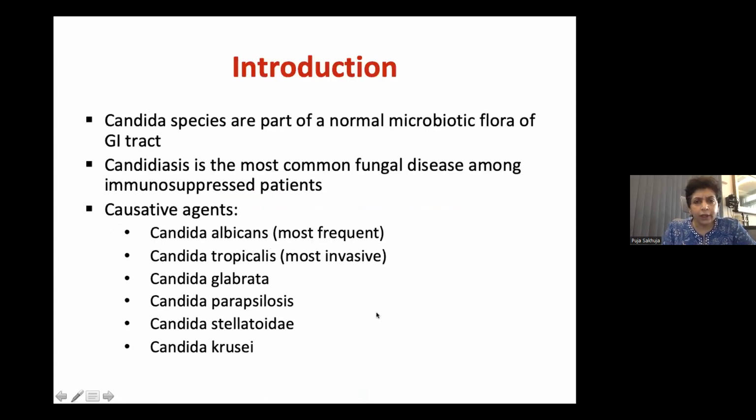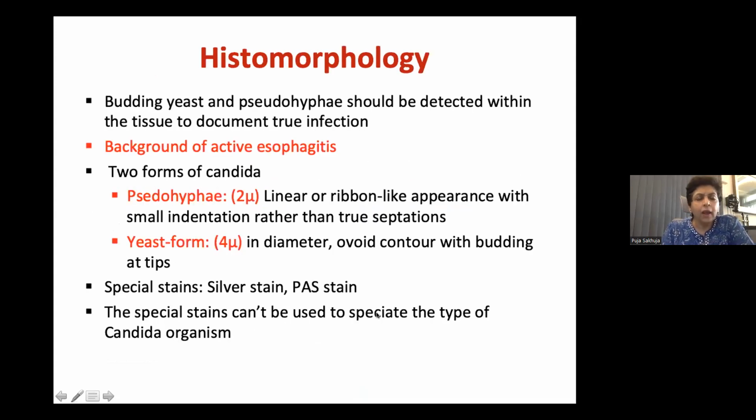Now let's have a look at Candida infestation. Now, since Candida is part of the normal microbiota flora of the GI tract, it's usually seen, this fungal infection, if there is an immunosuppressed patient. The most common type is Candida albicans or tropicalis. These are budding yeast and pseudohyphae.